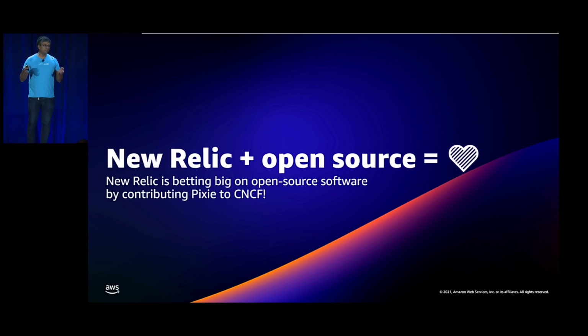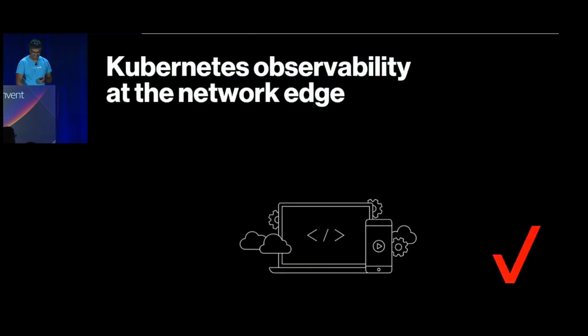With that, the first thing I wanted to do is actually get Robbie Belson from Verizon to talk a little bit about how they're using Pixie to monitor Kubernetes at the network edge. So let's see if this video plays.